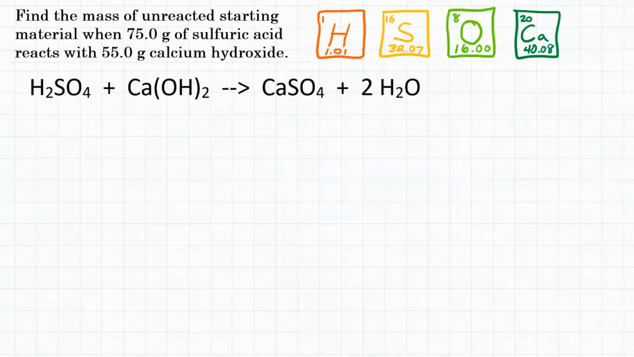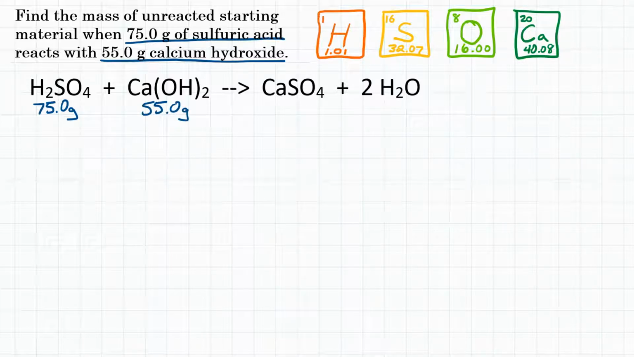All right, everyone, the question says, find the mass of unreacted starting material when 75.0 grams of sulfuric acid reacts with 55.0 grams of calcium hydroxide. So the problem is giving us the masses of both of our reactants. It gives us 75.0 grams of sulfuric acid, which is H2SO4, and 55.0 grams of calcium hydroxide, which is Ca(OH)2.